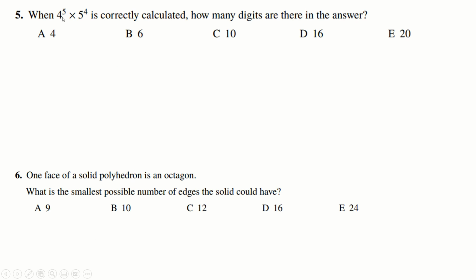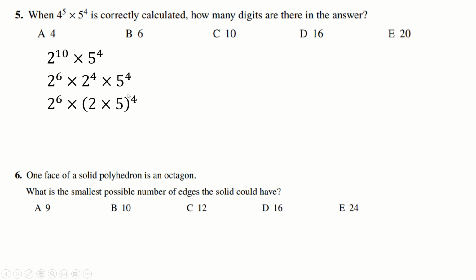Question 5, just to try and do this in the least painful way, right? This is the same as 2 to the power 10 because 4 is 2 squared, times the powers together. 2 to the power 10 is 2 to the power 6 times 2 to the power 4. And then these two things now have the same power, so we can say this is 2 times 5 all to the power 4. 2 times 5 is 10. 10 to the power 4 is obviously just 1 with 4 zeros at the end. And then 2 to the 6 is 64, so this is just 64 with 4 zeros at the end, which is 6 digits in total.